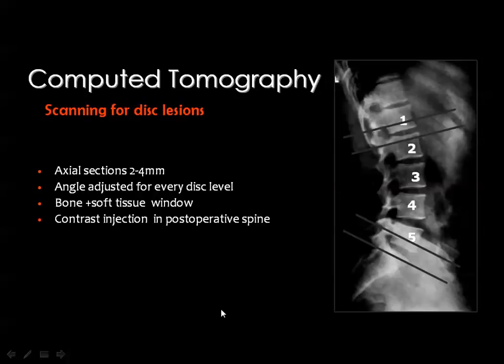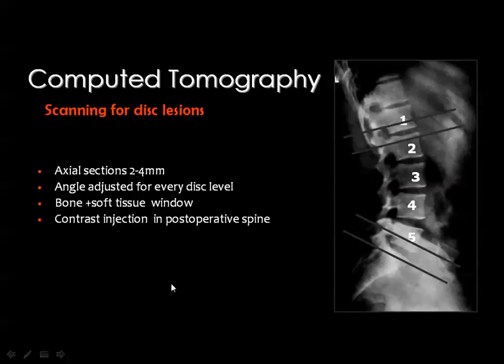And we have two ways for evaluation of the spine by CT. The first one is the scanning for disc lesions. In the lumbar spine, we have the scanogram in the lateral view. Then we identify the disc spaces, and we put two lines parallel to the disc space itself, starting from the lower part of the vertebra above to the upper part of the vertebra below. And the scan interval here is 4 millimeter. In the cervical spine, it will be 2 millimeter because of the small size of the disc in the cervical spine.